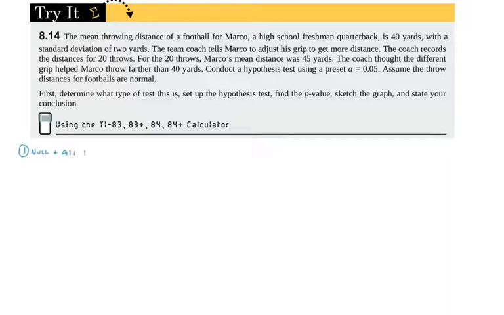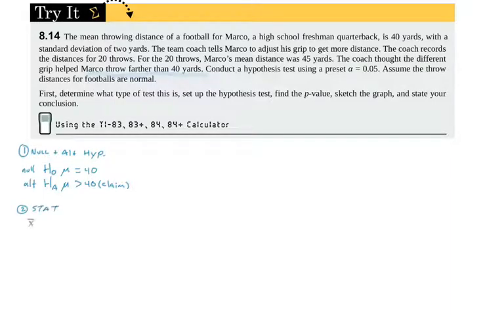Okay, so first thing is the null and alternative hypothesis, H0 and HA, and we're talking means. Right at the beginning, the mean throwing distance for that one is kind of a giveaway. It's just giving us that directly. And it's saying that it's going to be greater than 40. Marco can throw further than 40 yards. So that's the actual claim there. And then we have our null.